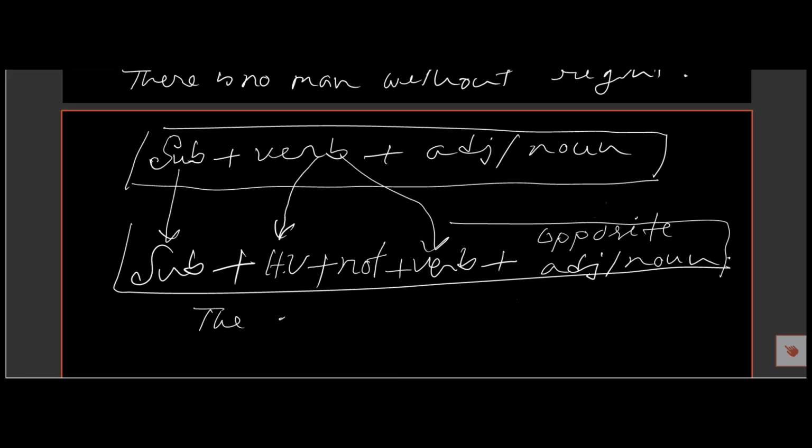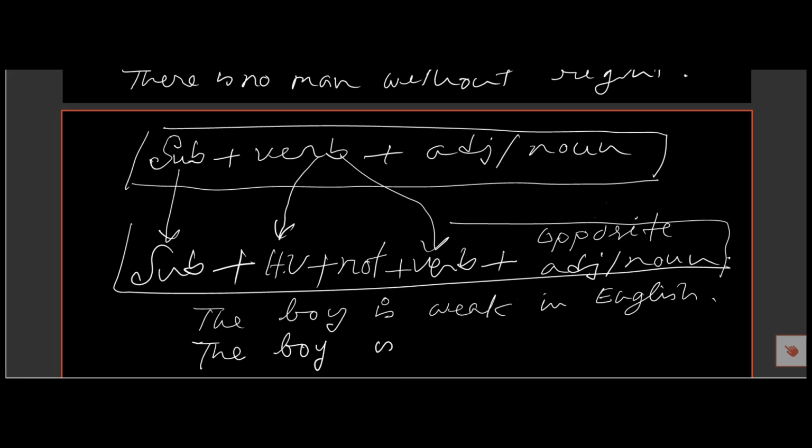So, the boy is weak in English. The negative form is: the boy is not weak. The word weak, the opposite word is strong in English.